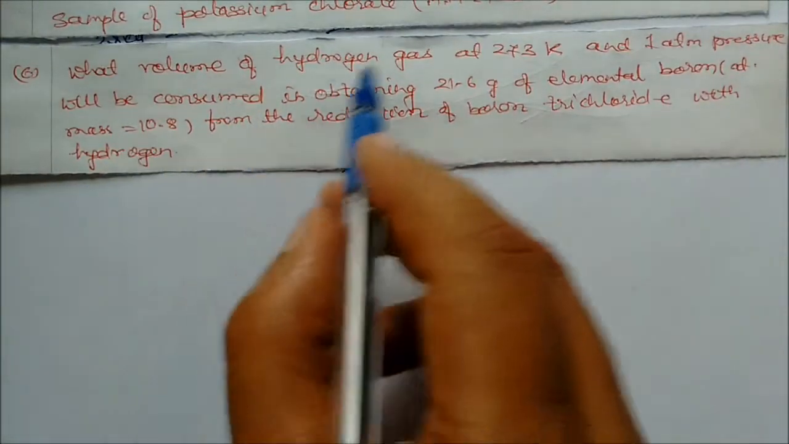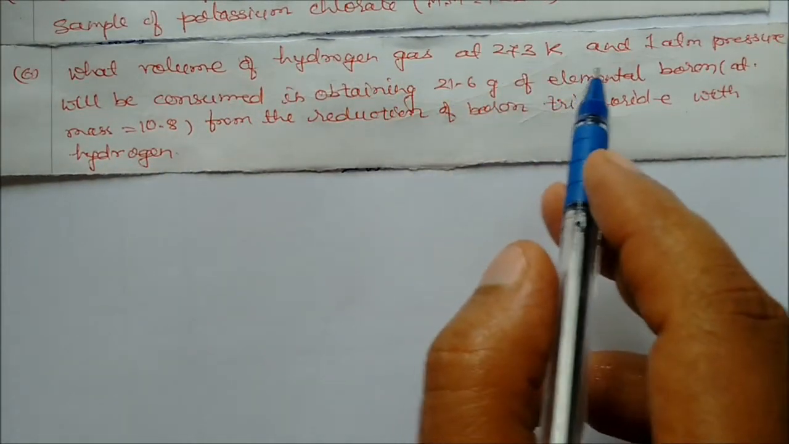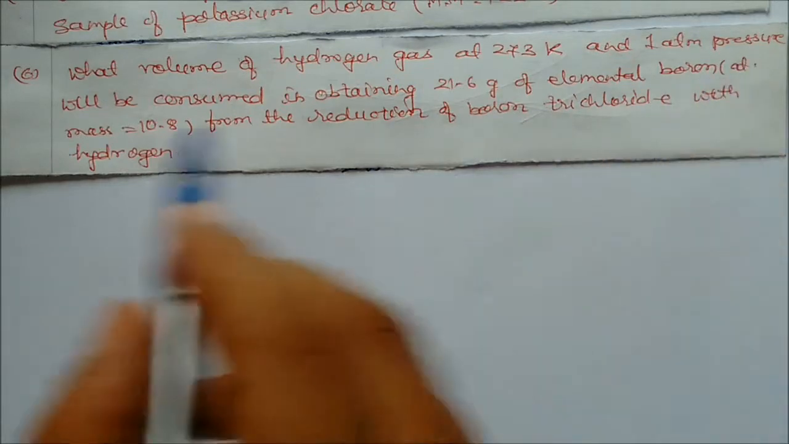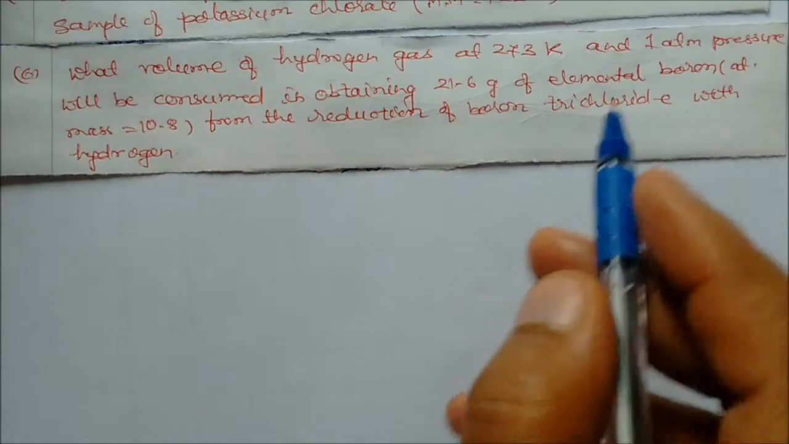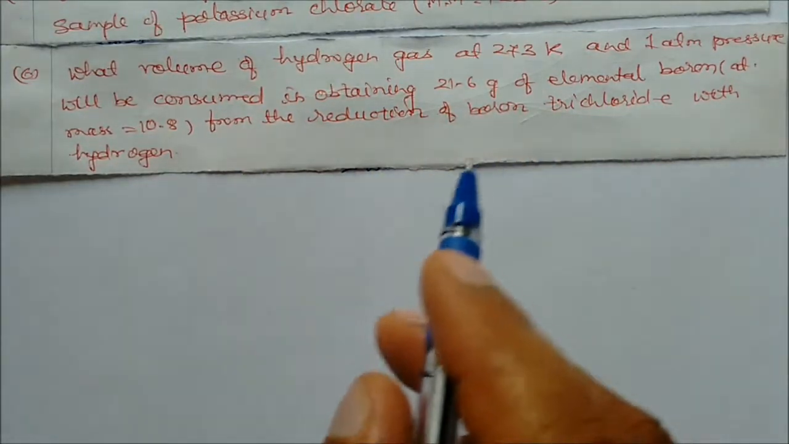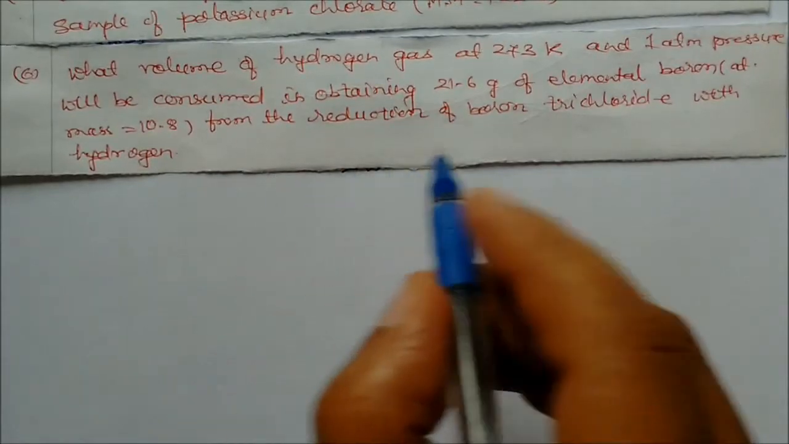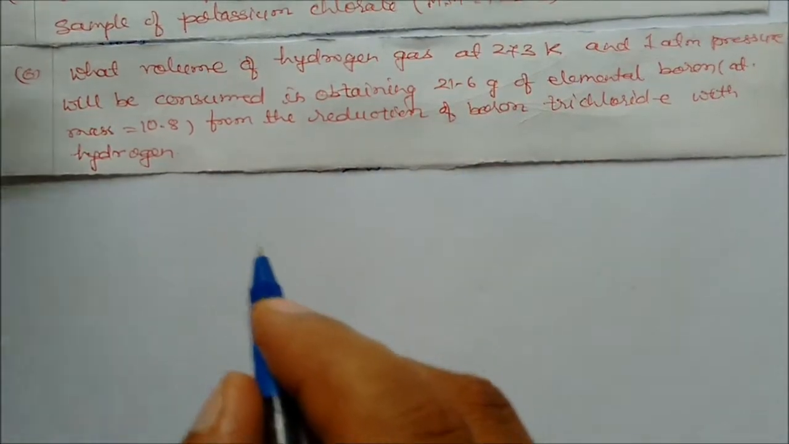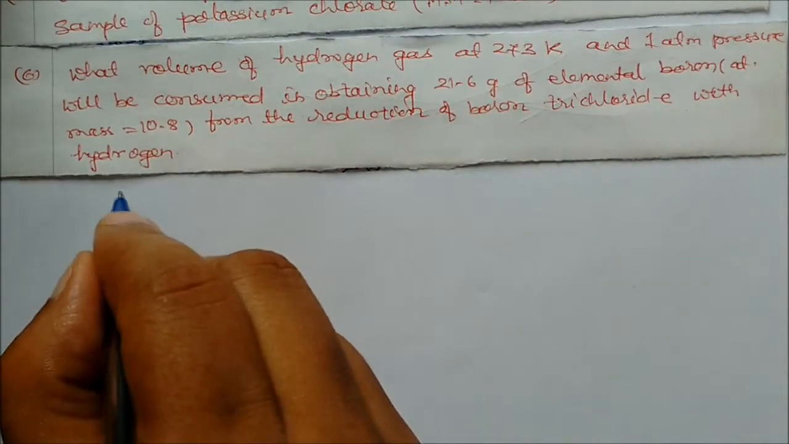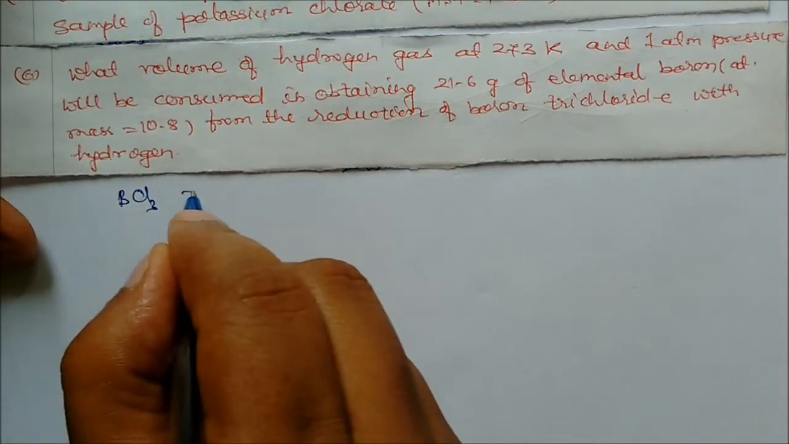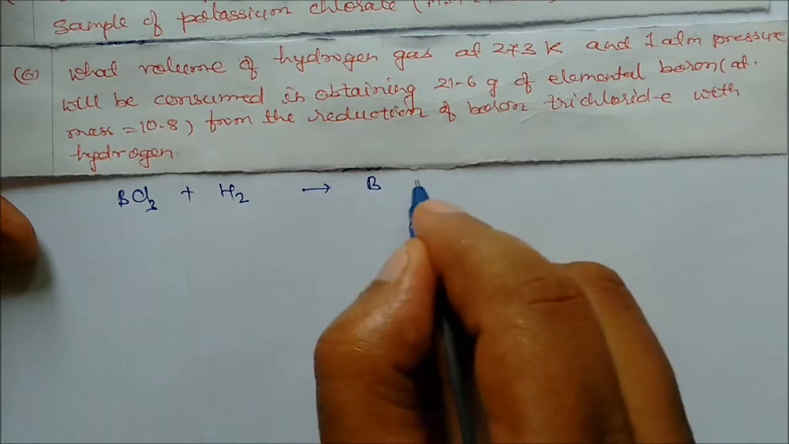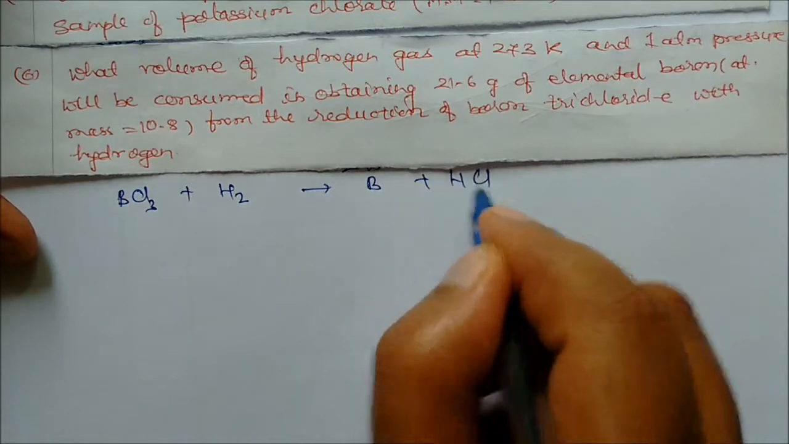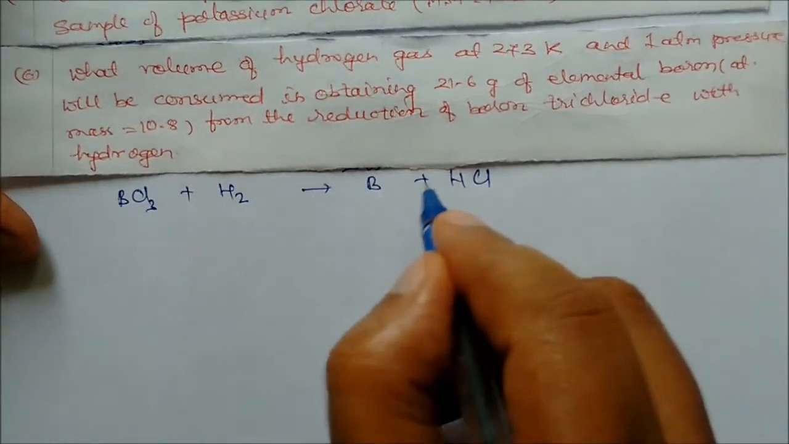Now next is, what volume of hydrogen gas at 273 Kelvin and 1 atmospheric pressure will be consumed in obtaining 21.6 gram of elemental boron? The atomic mass of elemental boron is 10.8 gram. From the reduction of boron trichloride with hydrogen. So we have boron trichloride plus hydrogen. Here we will get boron plus HCl. If you balance it, there is 3 HCl.